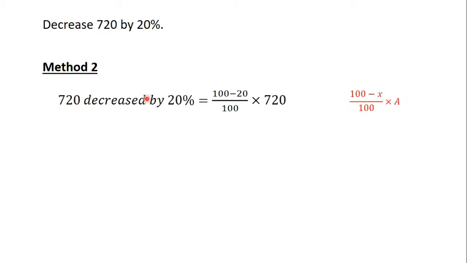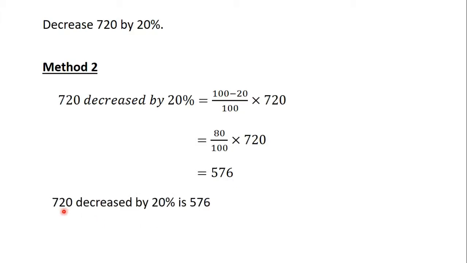Let's consider the second method. For the second method, we know that if we want to decrease A by X%, we are going to have 100 minus X divided by 100 times A. So if we are applying that here, then if we decrease 720 by 20%, we are going to have 100 minus 20 divided by 100 times 720. And this will give us 80 divided by 100 times 720, which is 576. So it's the same as we got when we used the first method.